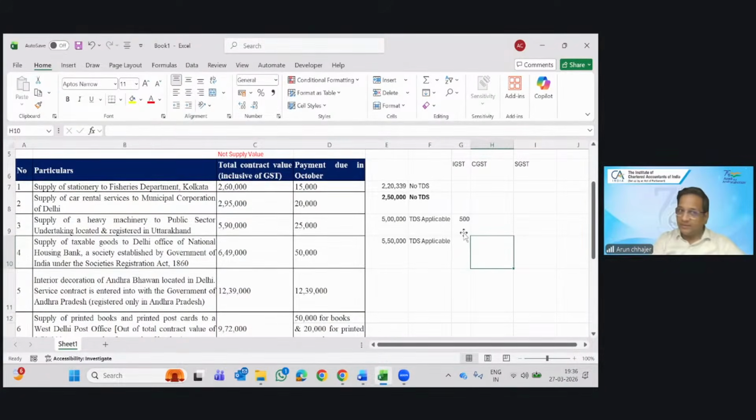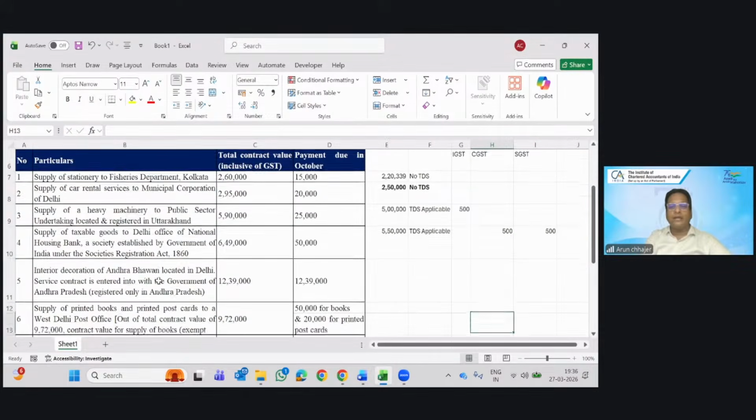Niruben, yes, right. Because contract value exceeds the threshold, TDS applies. Absolutely correct, beta. So this will be 1% CGST and 1% SGST. Absolutely correct. Now go and next.